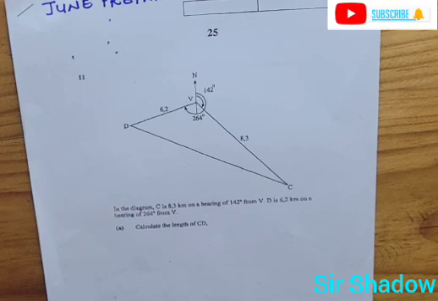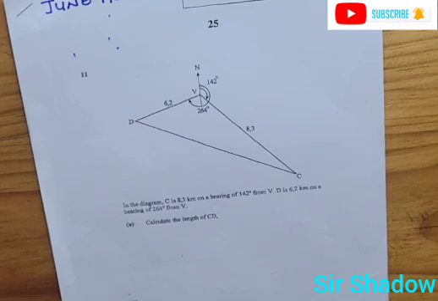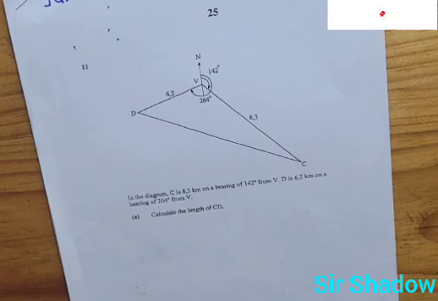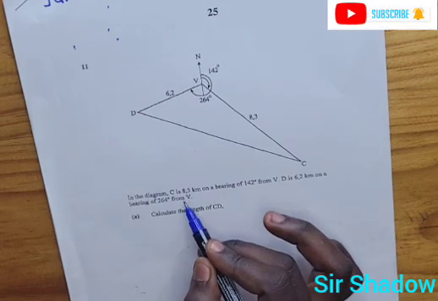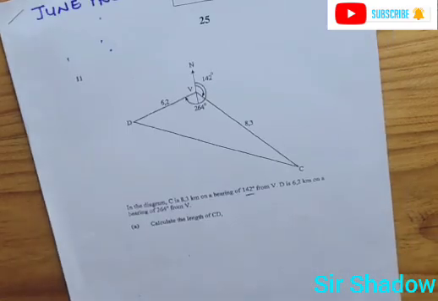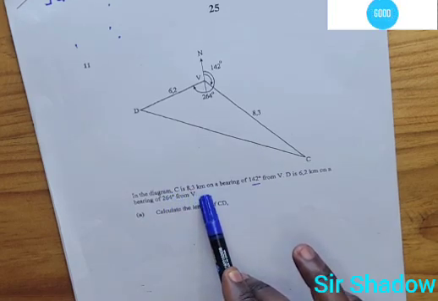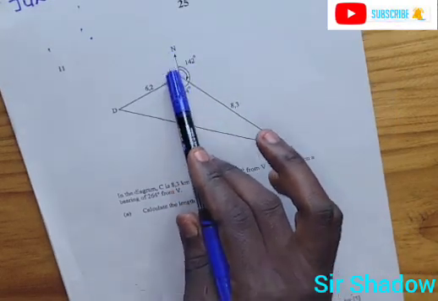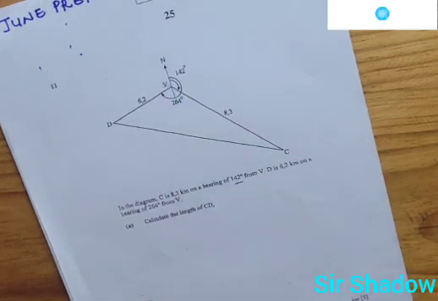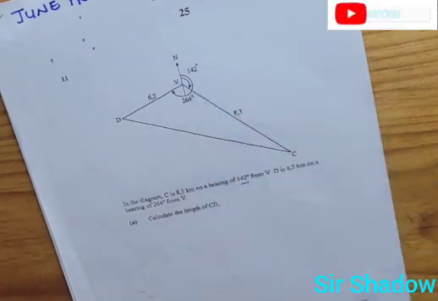So we have this question on trigonometrical ratios, and we are given question 11 through the diagram. The question 11 reads, in the diagram C is 8,3 kilometers on a bearing of 142 from V. C is 8,3 kilometers from this one point V, on a bearing of 142 degrees from V. D is 6,2 kilometers on a bearing of 264 from V.